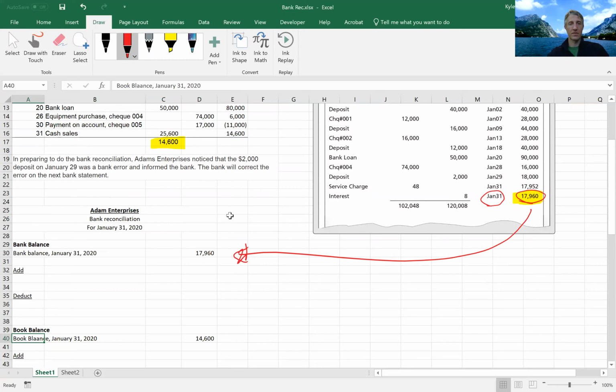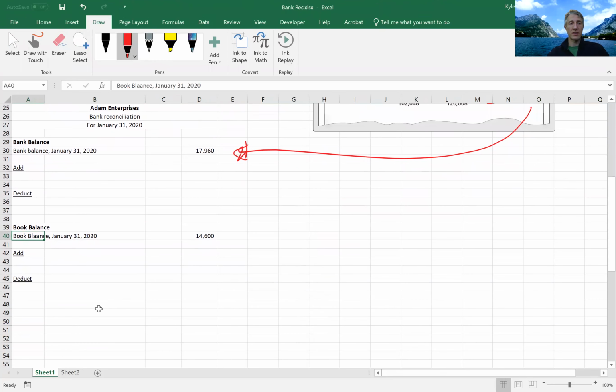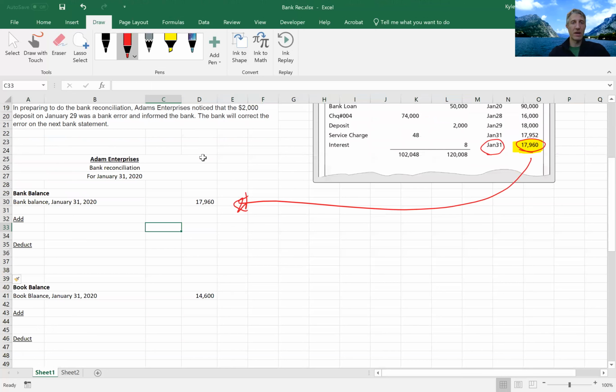And I'm going to then try and figure out why. Why does our bank say that there was 17,960 when our books say it was 14,600? That's the whole goal of the bank reconciliation. The purpose of it is to be able to distinguish, do we know all of the differences that exist between these two numbers?